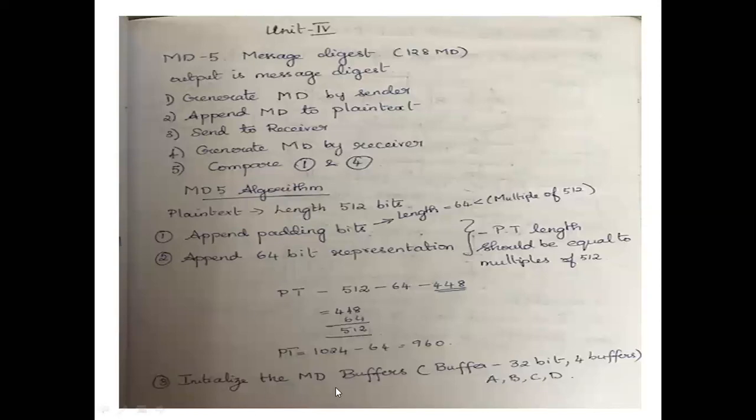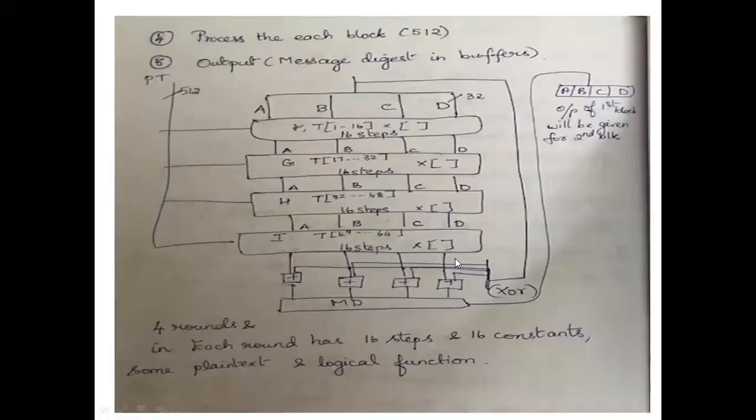The third one is nothing but your output. What is your output? Message digest, which is 128 bits. This output should be stored in buffers. The buffer size is 32-bit, and for this algorithm you have 4 buffers: A, B, C, D. Then the fourth step is you have to process each block. Each block is 512 bits, so you have to process each block. There are 4 rounds to process each block.